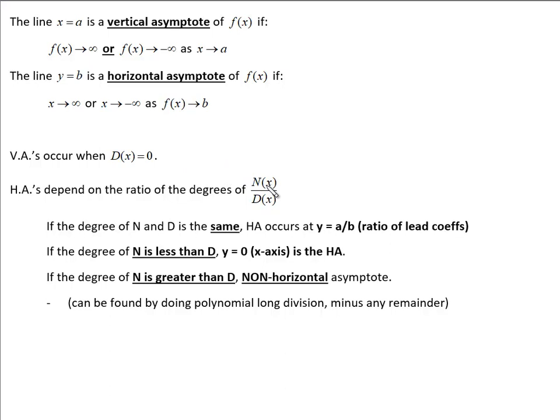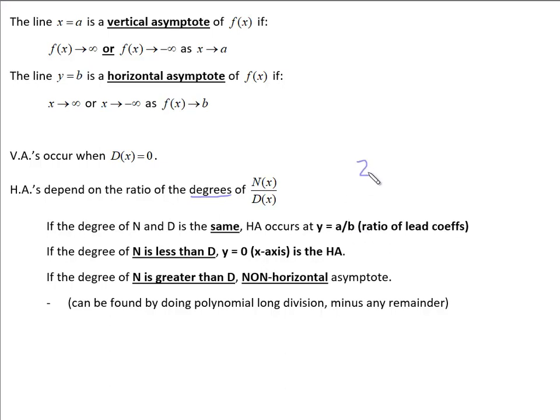But that's only if they have a common factor. Instead of that 0 being a vertical asymptote, it's a hole in the graph. Anyway, the horizontal asymptotes depend on the degrees of the top and bottom. So we're going to look at the degree of the polynomial on top and the degree of the one on bottom. Okay. If they're equal, so if the degree of n and d is the same, our horizontal asymptote is equal to the ratio of the leading coefficients.